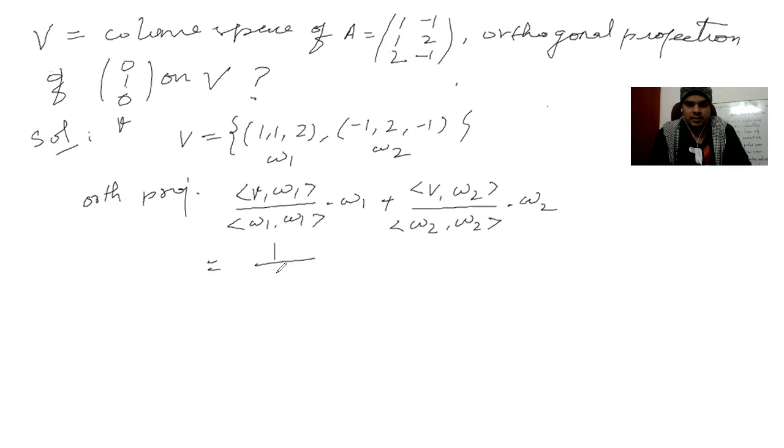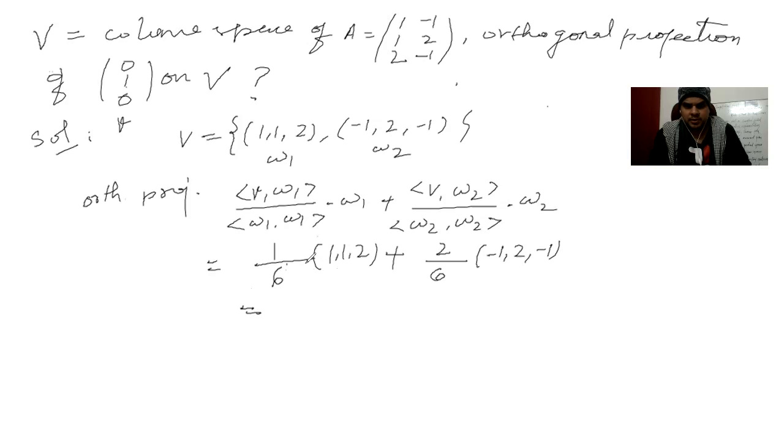So this is going to be 6, and then w1, which is 1, 1, 2. And the next term is inner product of v with w2. So we have 2 here, and again 6, into -1, 2, -1.